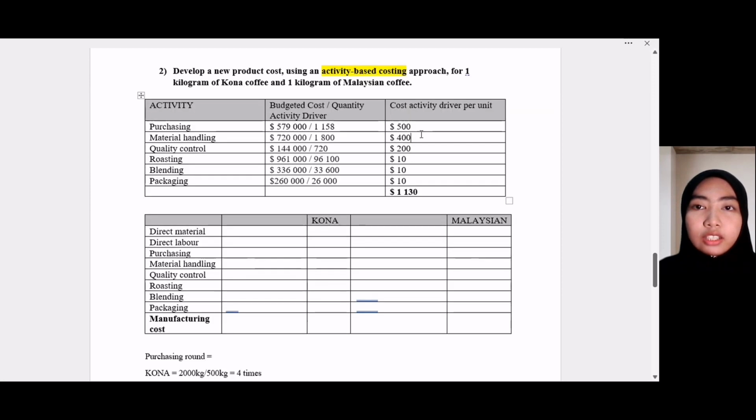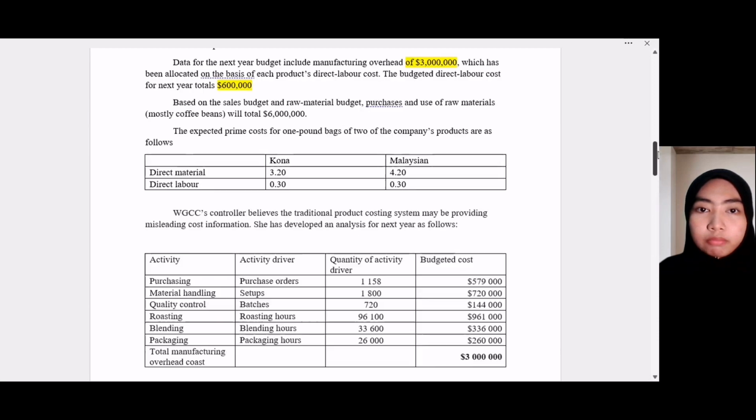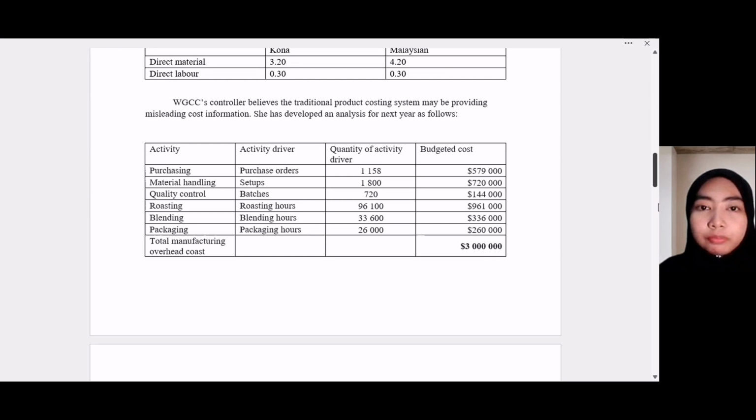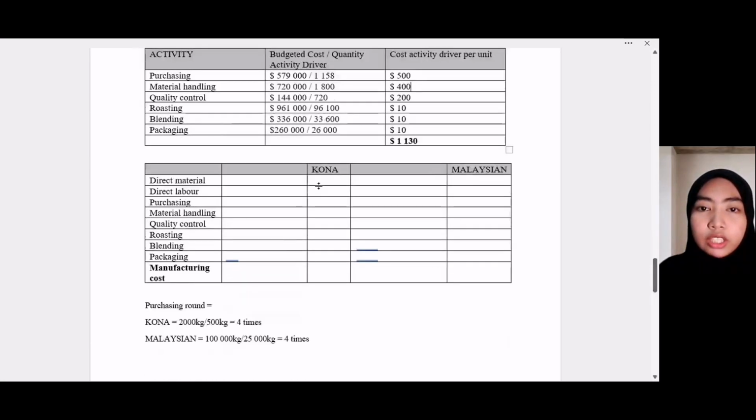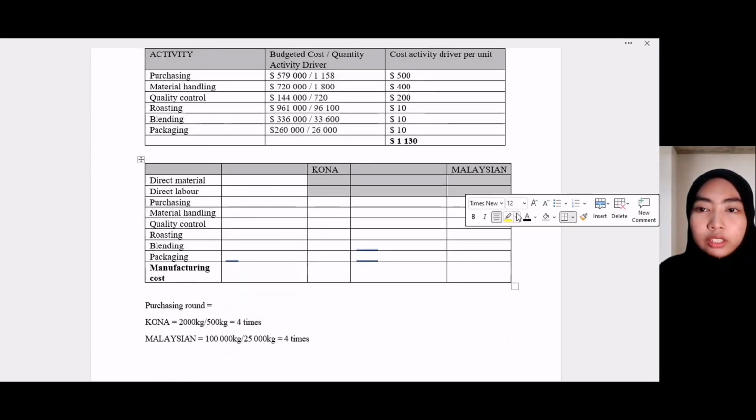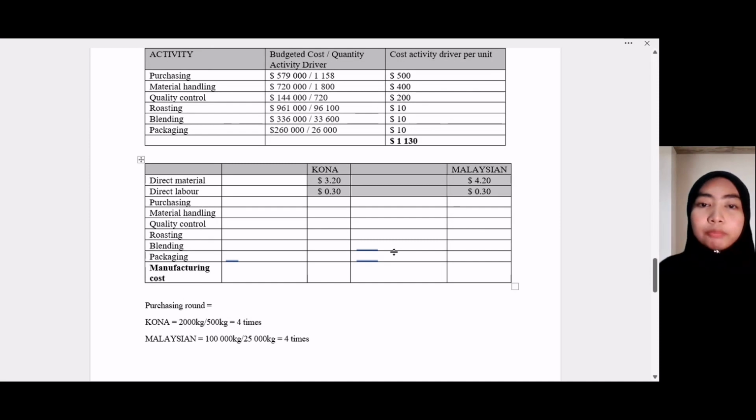Next, to calculate the cost of 1 kilogram of Konas coffee and 1 kilogram of Malaysian coffee, the direct material and the direct labor we just take from this information. Direct material is $3.2 for Konas and $4.2 for Malaysian, and direct labor is 30 cents for Konas and Malaysian coffee. So we just put the amounts in the table.